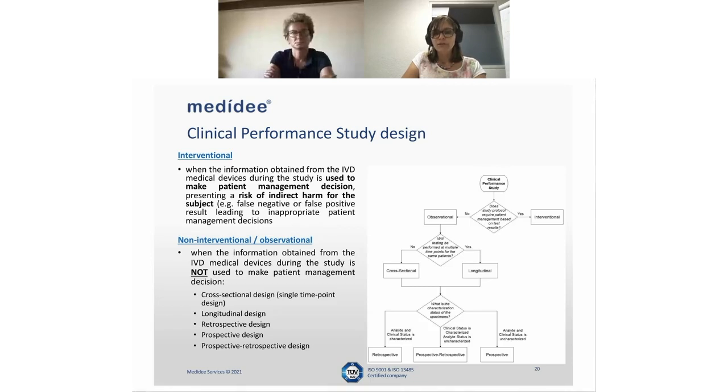As part of a non-interventional study, is it sufficient for you to work in a retrospective design, or do you need to have a prospective design to demonstrate performance of your device? So you really need to think about this before starting a clinical investigation and considering the design of your study.